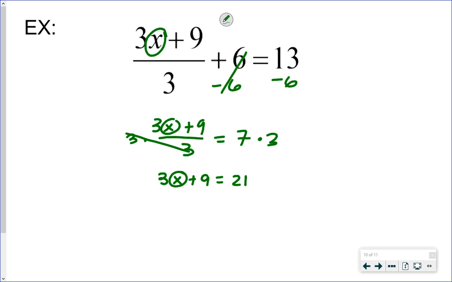Okay, now I need to move my constant over, so I'm going to subtract 9. So I've got 3x equals 21 minus 9 is 12. And then the last step to solve for x is to divide by 3 on both sides. X equals 4.